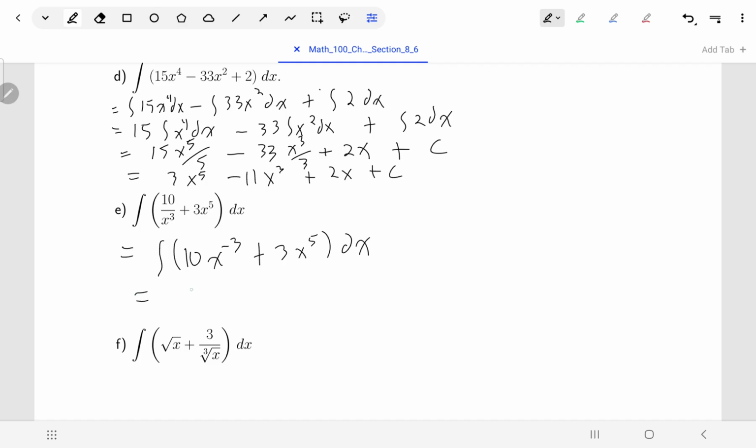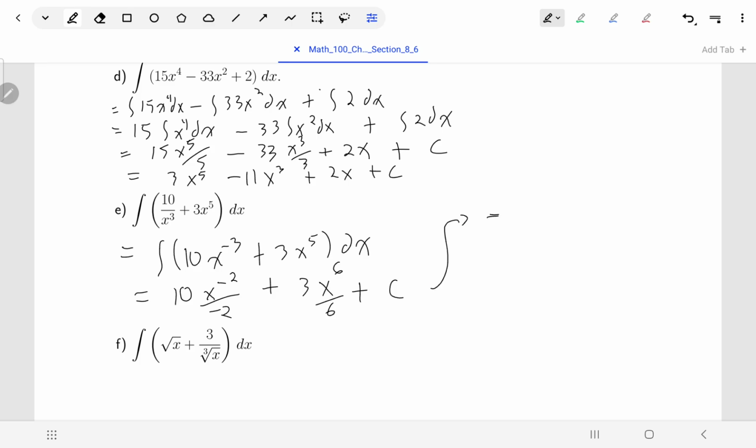Okay, so now we'll just go and we'll leave our constant multiple alone. And now for our x to the negative 3, we add 1 to the power. Negative 3 plus 1 is negative 2, and divide by the power. Do the same thing for x to the 5. We'll leave that constant multiple alone. Add 1 to the power, and divide by the power.